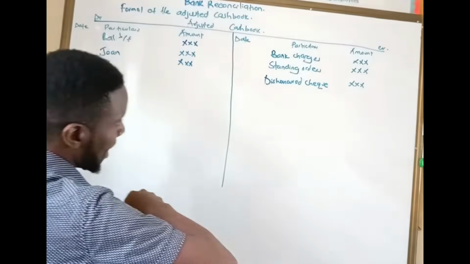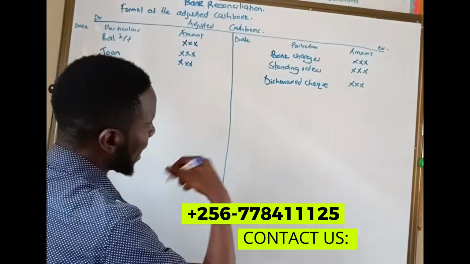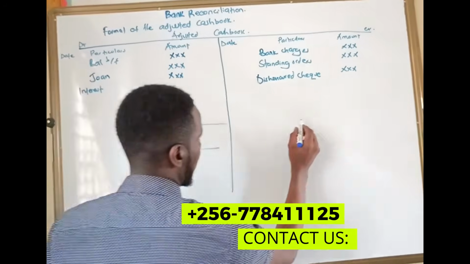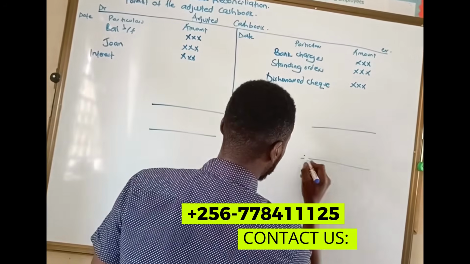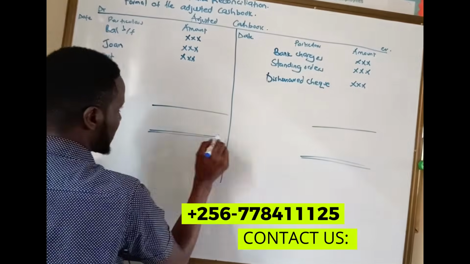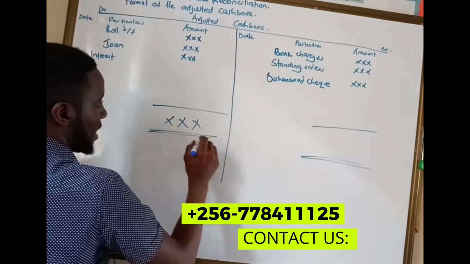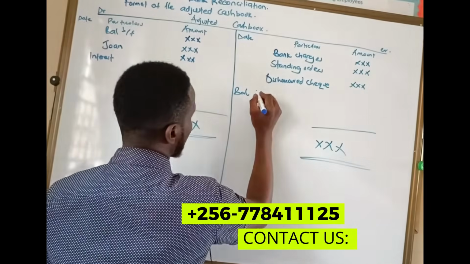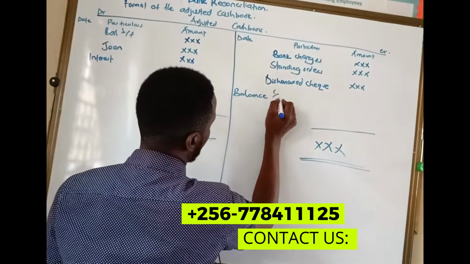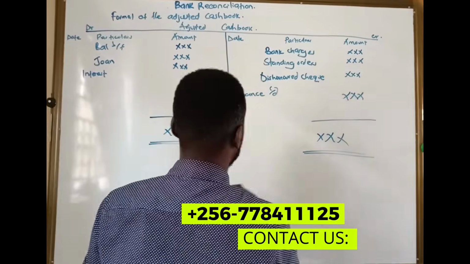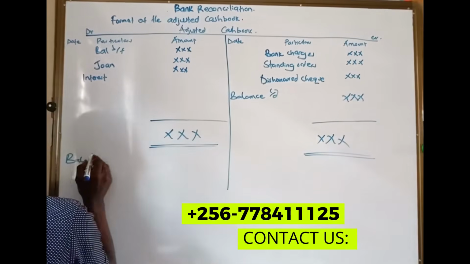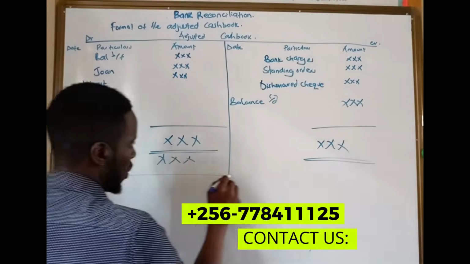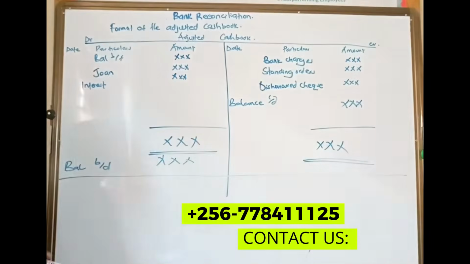Now, we can find our totals here. Remember to leave some lines because you might never know where the balance brought down will be. So we put it here like this. Let me say this side is the balance carried down. We indicate it here as well, and we bring our balance brought down here as well. So now we have adjusted our cash book.